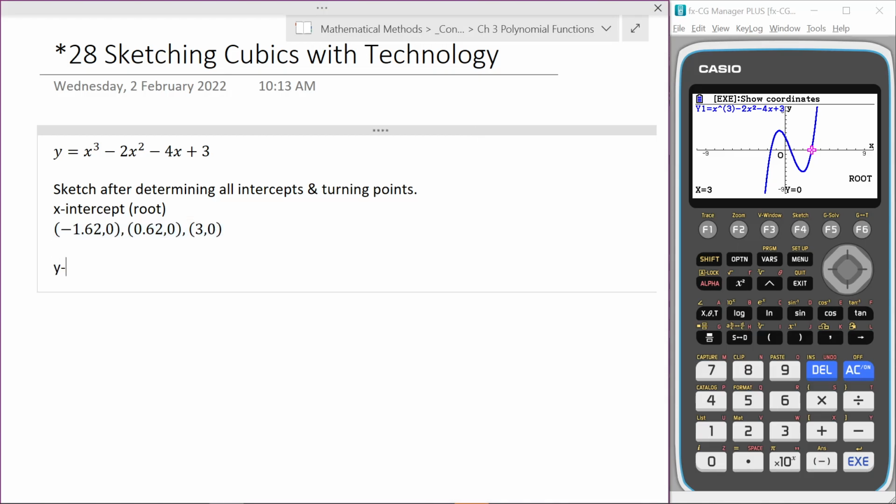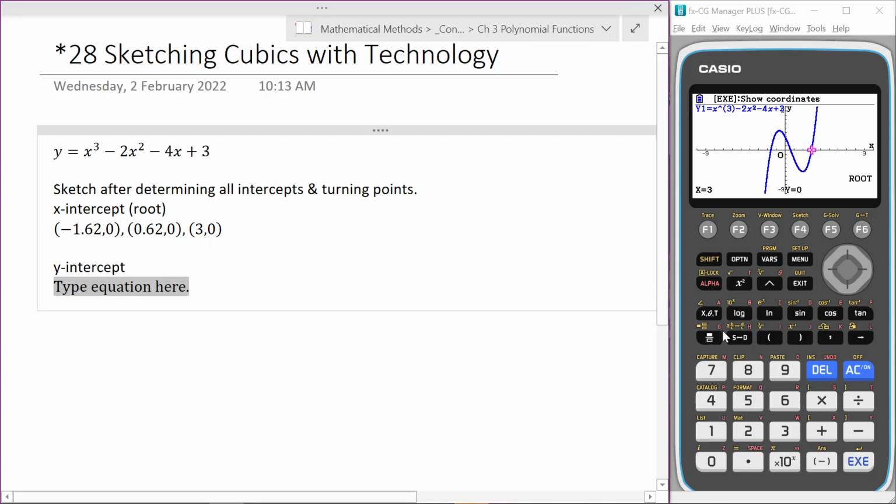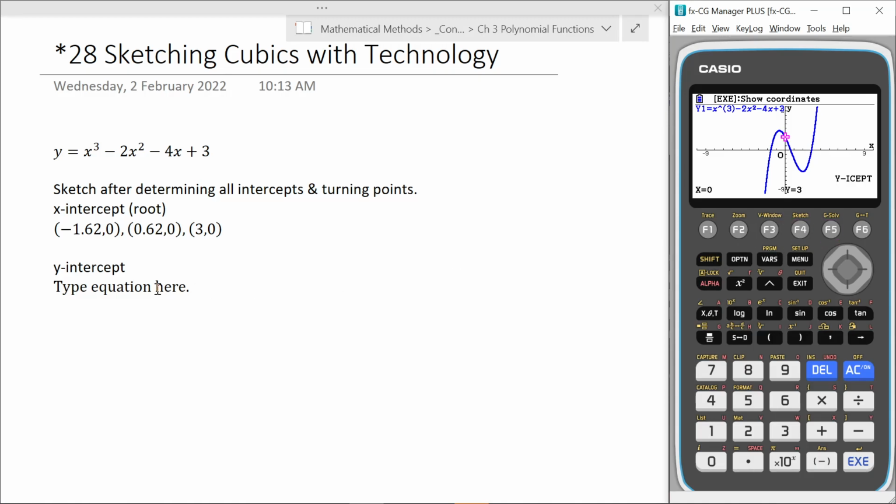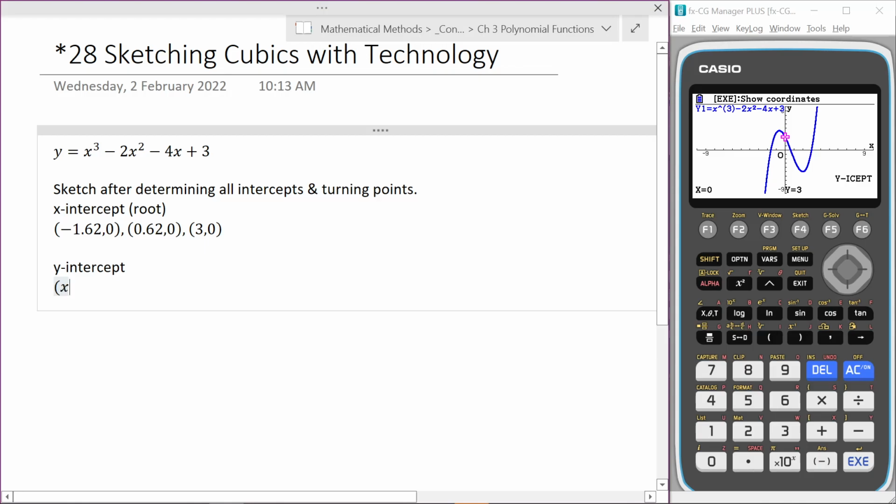Next up is the y-intercept. Shift G-solve, y-intercept, and it's just 0,3. And as usual, at least for functions, we're only ever going to have one y-intercept. Otherwise, it would fail the vertical line test.